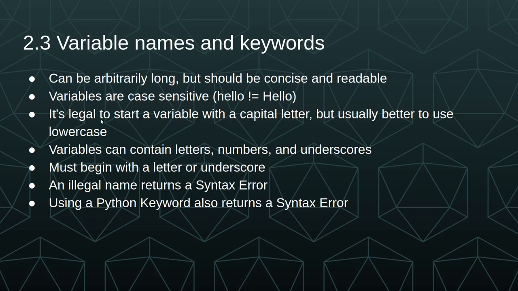It is legal to start a variable with a capital letter, but usually, according to convention, it's better to use lowercase variables. Variable names can contain letters, numbers, and underscores, but must begin with a letter or an underscore. If you try to begin a variable with a number, it's going to raise a syntax error. Same with trying to use a Python keyword. So we're going to jump over to the Colab notebook and talk a little more about keywords and variable names.